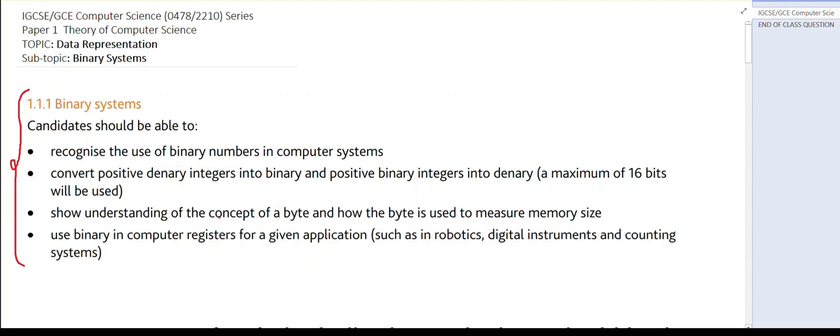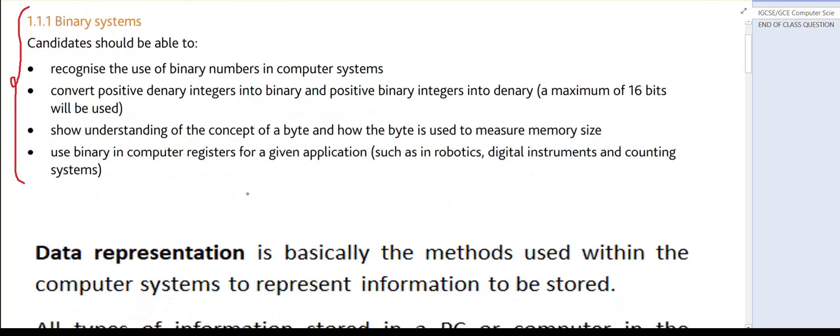Show understanding of the concept of a byte and how the byte is used to measure memory size. Use binary in computer registers for a given application, such as in robotics, digital instruments, and counting systems. These 4 points we will study in binary systems today. First of all, the code for IGCSE Computer Science is 0478 and the GCE code for Computer Science is 2210, right? So let's begin with binary systems.